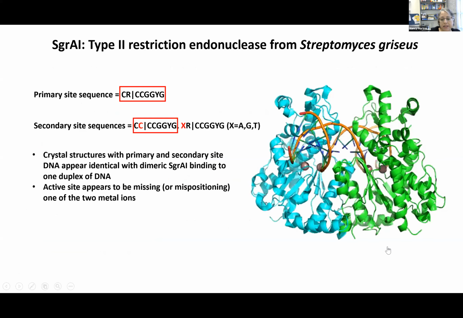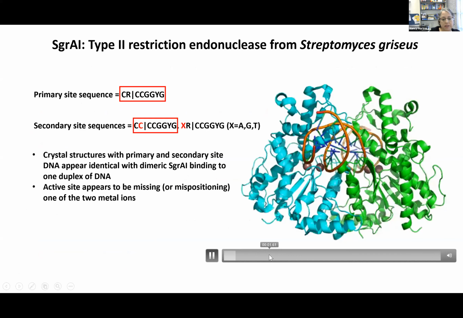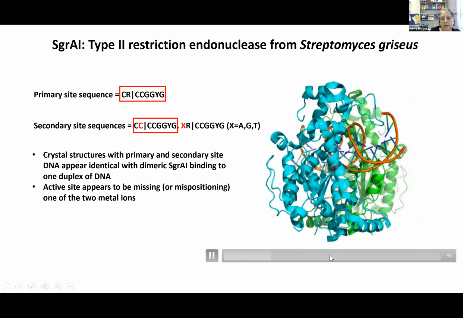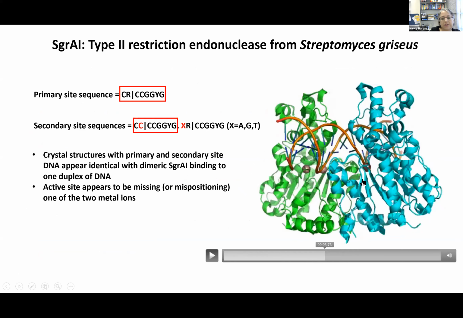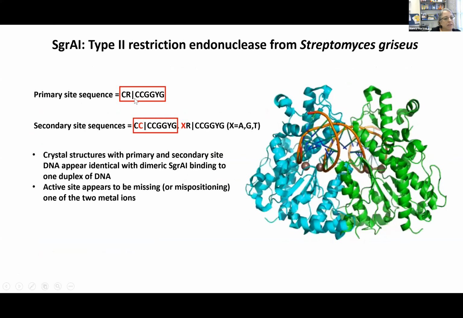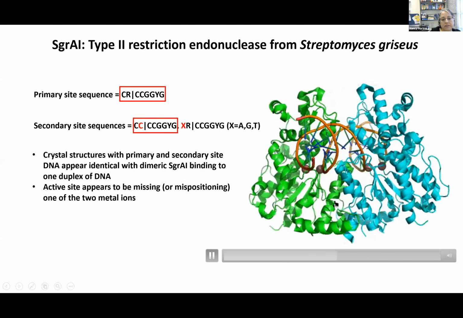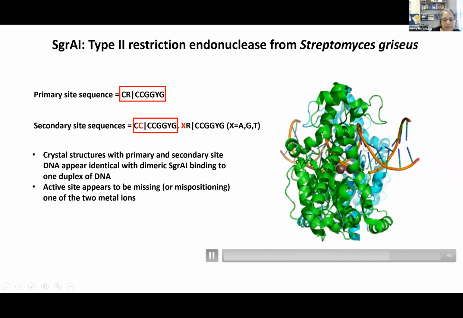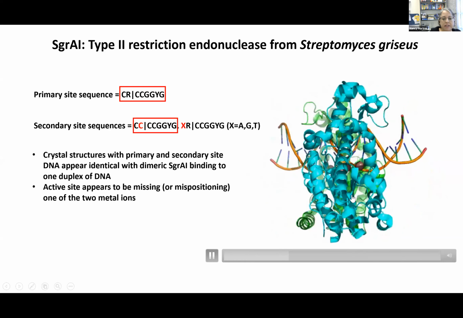So we wanted to understand structural aspects of this mechanism, and we determined crystal structures. I'm not a crystallographer, so that's what my lab does. It looks a lot like other type 2 restriction endonucleases. It's a homodimer bound to one duplex of DNA. We solved the structure with the primary site and the secondary site, and they look virtually identical. Each subunit has an active site that cleaves one strand of DNA. It's a magnesium-dependent enzyme.